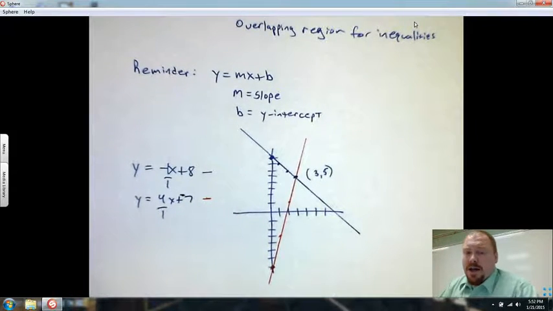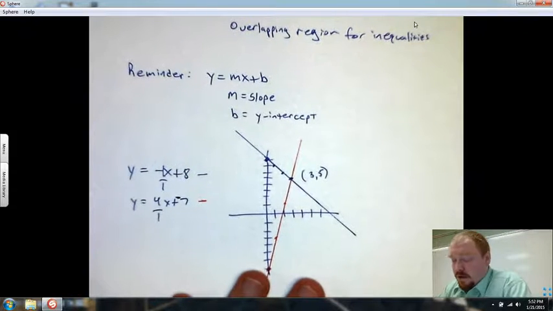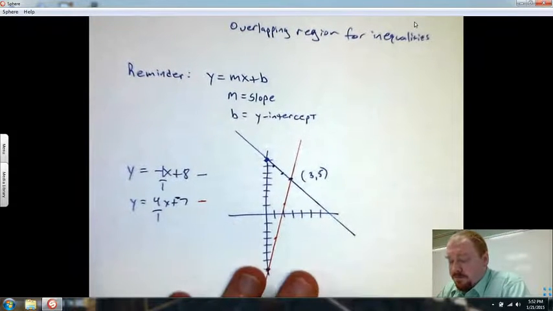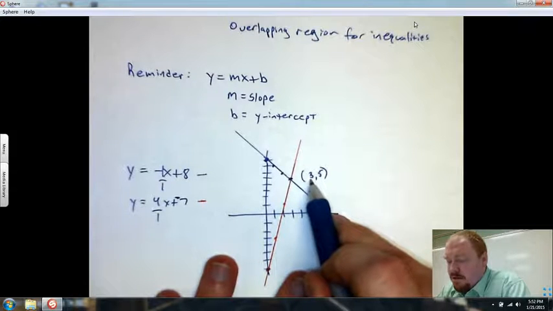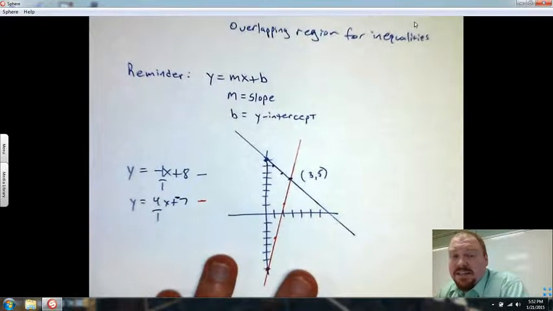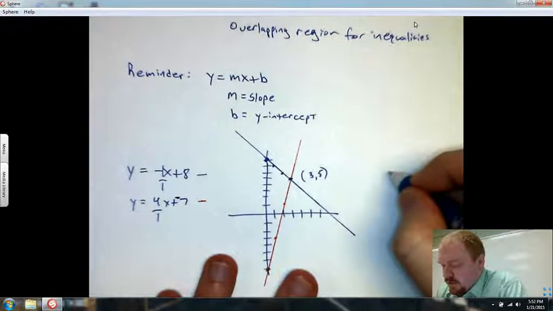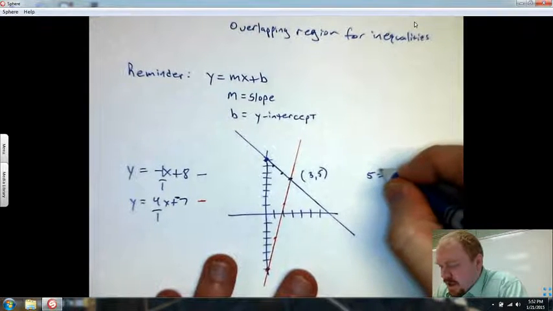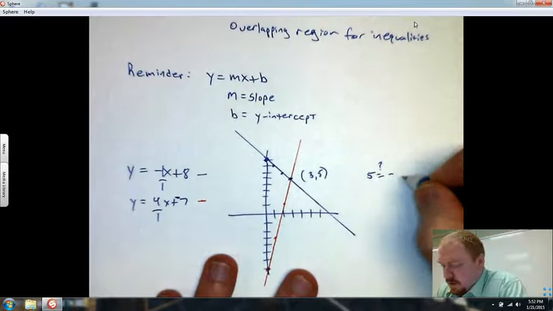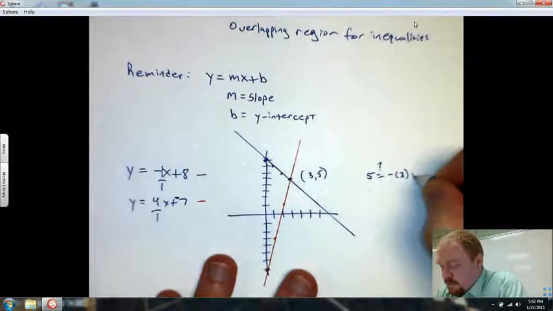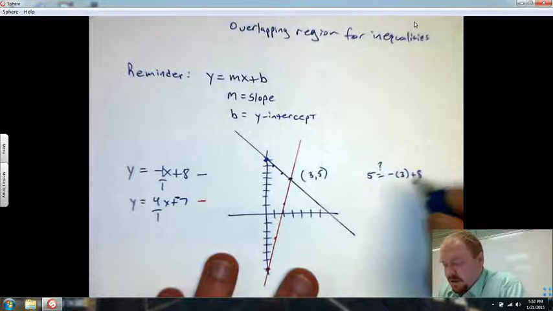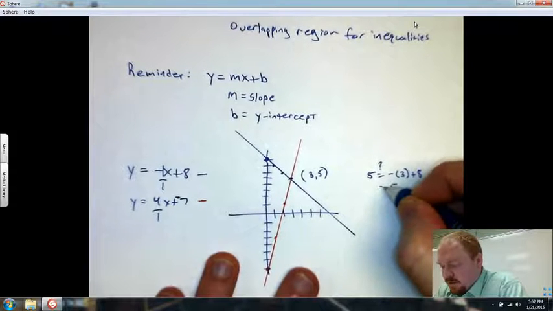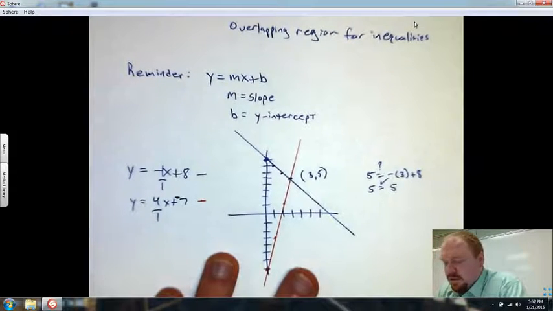Now, I'm just going to confirm this by plugging them into both. By plugging this value in for x, this value in for y, and see if that's true. Okay, I believe it to be the case. So, does 5 equal negative 3 plus 8? And in this case, yes, it does. So it checks out for the first one.